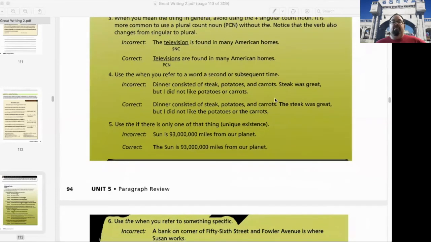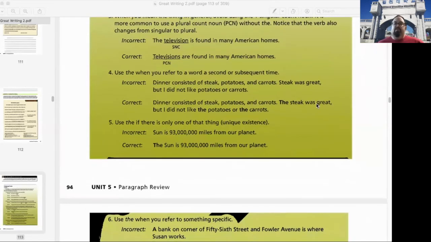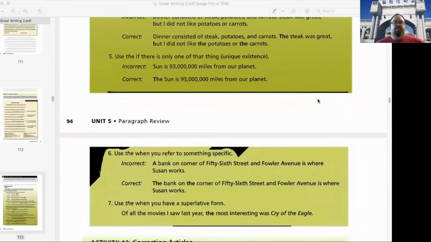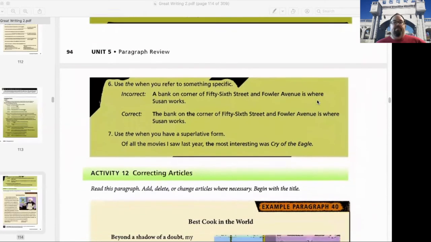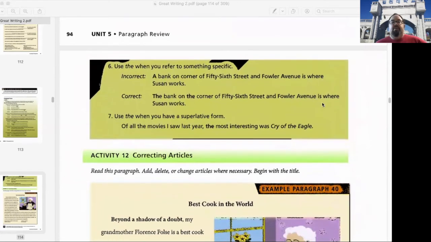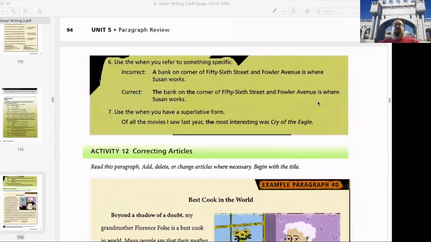And finally, use the if there is only one of that thing. So the sun, there's only one. The sun. The moon, right? The moon. And we got 2 more here. Use the when you refer to something specific. Okay, so I'm talking about a certain bank in this example here. And there's only one. So the bank on the corner of 56th Street and Fowler is where Susan works, because you're talking about a specific bank.